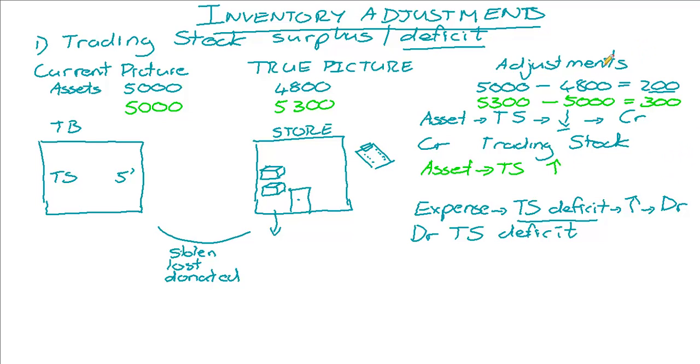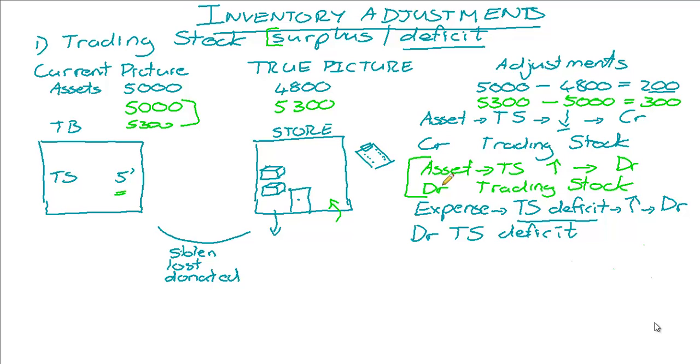Remember, we're making the adjustments to the accounting records. So my trading stock needs to increase. Here it needs to become 5,300. And when an asset increases, I need to pass a debit. So the entry here is going to be debit trading stock to increase my trading stock. Right, so that's the entry if we have a surplus.